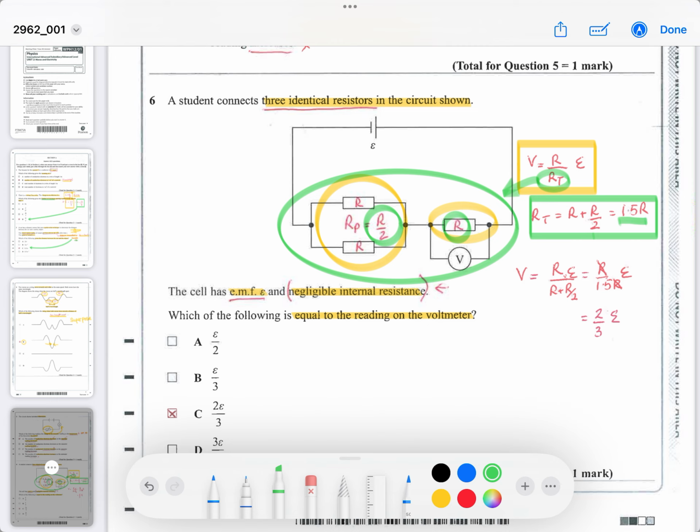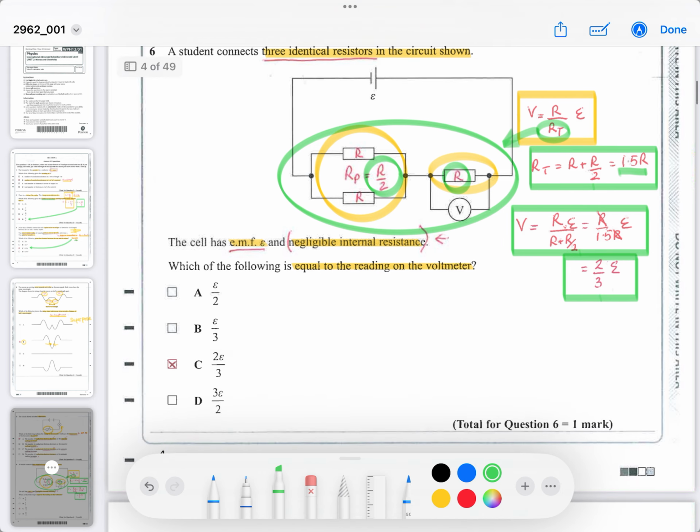So we know what the total resistance is, and we know the ratio of the resistances, so the answer will be R divided by 1.5 R. The R's cancel out, and you multiply it by the voltage of the supply, which is the EMF, so it will be equal to 2/3. 1 over 1.5 is the same as 2/3 of epsilon, which is the EMF, so the answer is C.